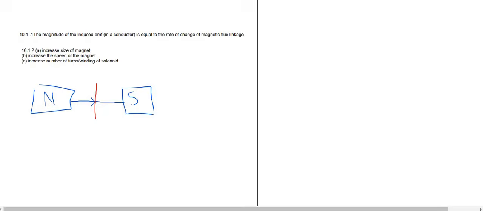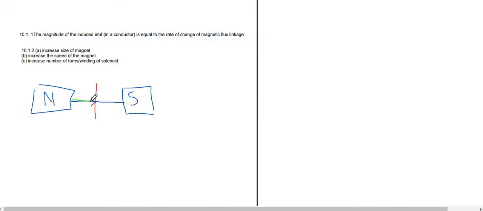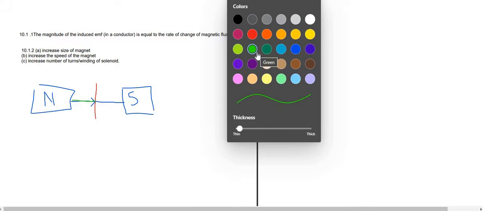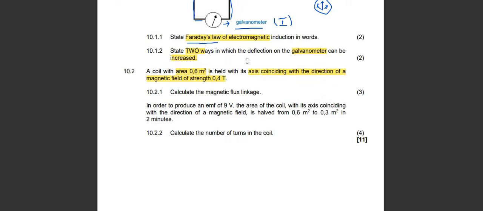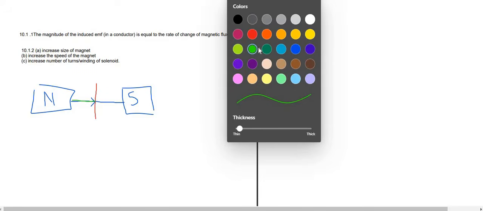The one thing you must know is that the axis, which is the line perpendicular to the coil, in which direction is it? So the axis of the wire, also the coil, will also be in this direction. Hence they coincide. They are coinciding. So they are in the same direction. Somebody might say they are parallel.